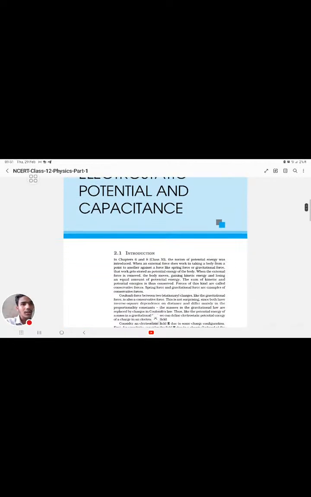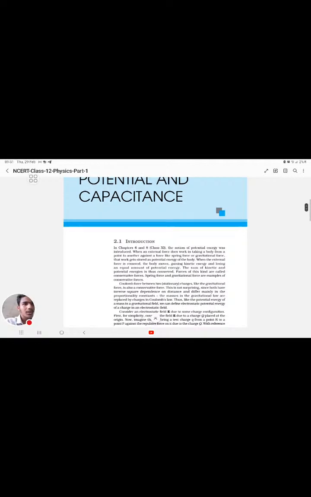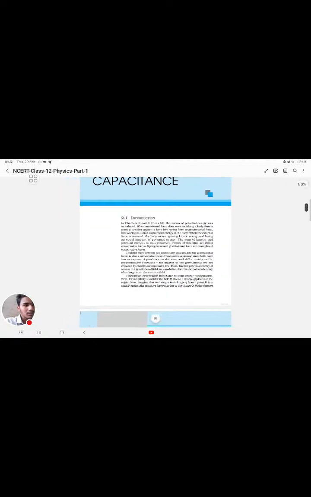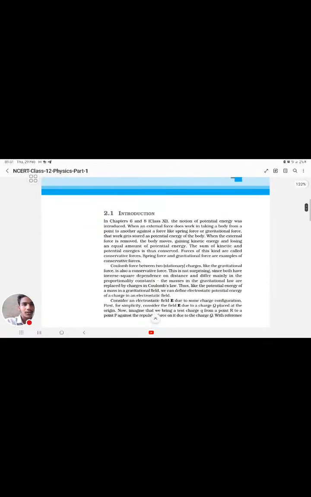Electrostatic potential and capacitance. Okay, so that's the chapter. We will not check the pages. If I am seeing the pages, then I will get irritated or upset. So we'll go one by one according to the topics that have been indicated. So first things first, introduction.